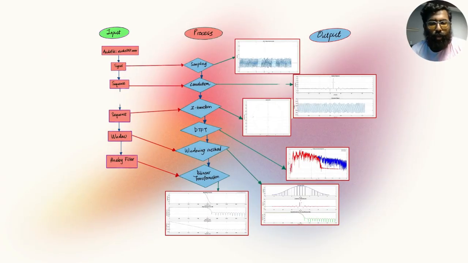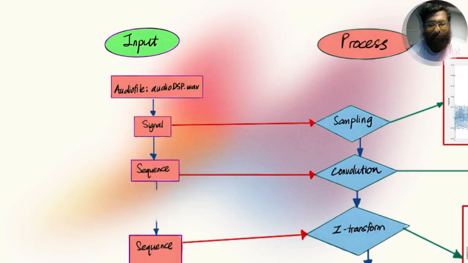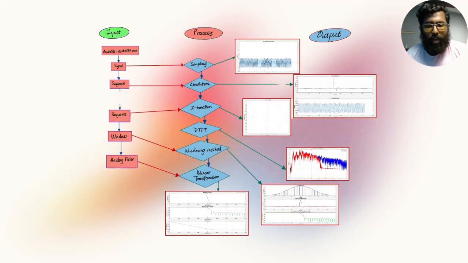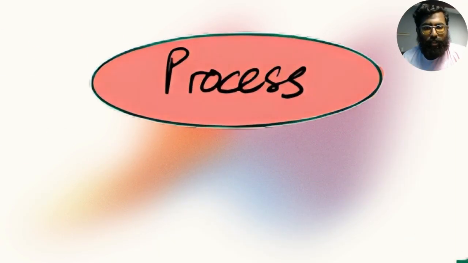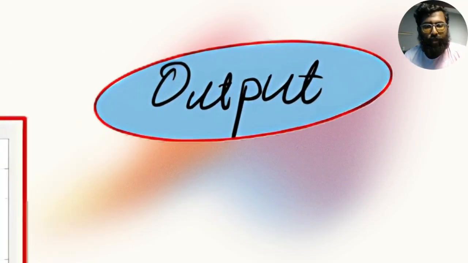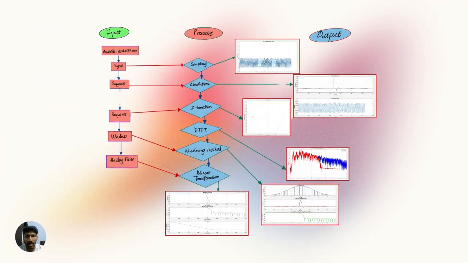The diagram is showing the overall mind map for our project. The mind map consists of three parts. The first of them is the input. So for our project, the input is the audio file, audio DSP.wav. And for the next part, it is the process that is done with the input. Following this, there is also the output that we obtain from the process and also the coding that is done to achieve the output.